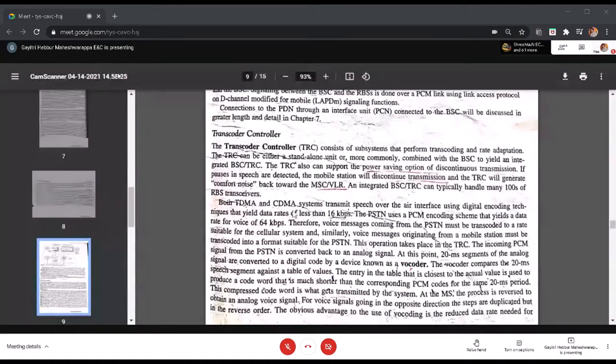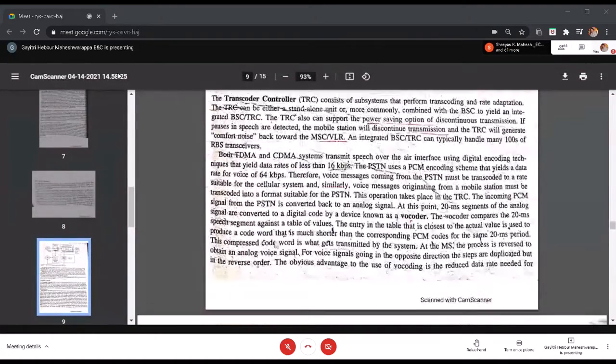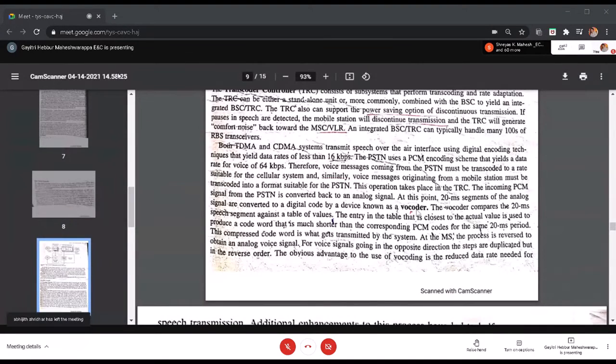Next, both TDMA and CDMA systems transmit speech over the air interface using digital encoding techniques that yield data rates of less than 16 kbps. This is the same thing repeated, which we call rate adaptation. The PSTN uses the PCM encoding scheme that yields a data rate of 64 kbps. Therefore, voice messages coming from the PSTN must be transported at a rate suitable for the cellular system, and similarly, voice messages originating from the mobile station must be transported in a format suitable for the PSTN.